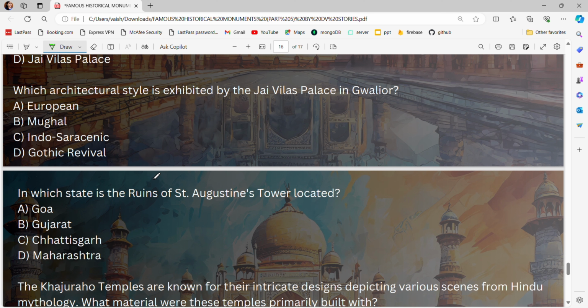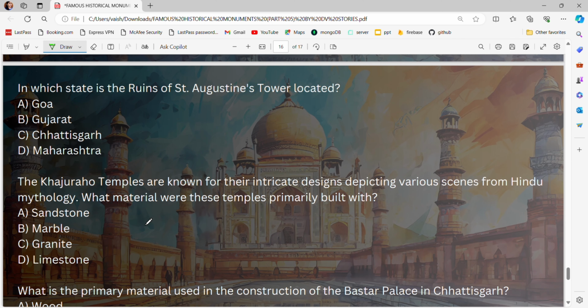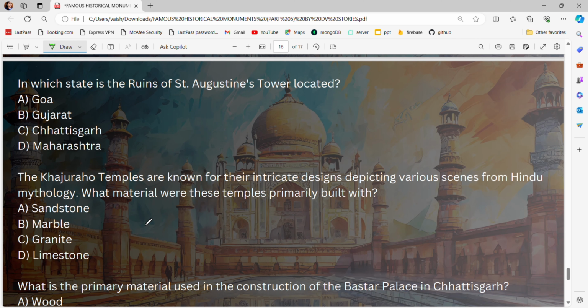Next, which architectural style is exhibited by Jaivilas Palace in Gwalior? And the options are European, Mughal, Indo-Saracenic, Gothic revival. And here the answer is European.